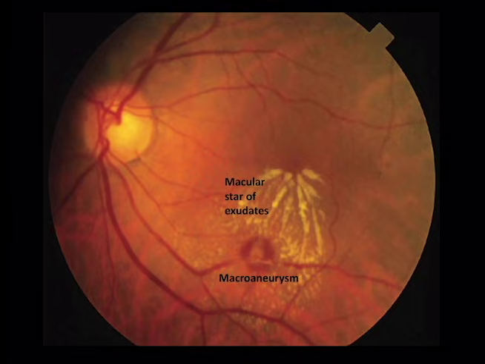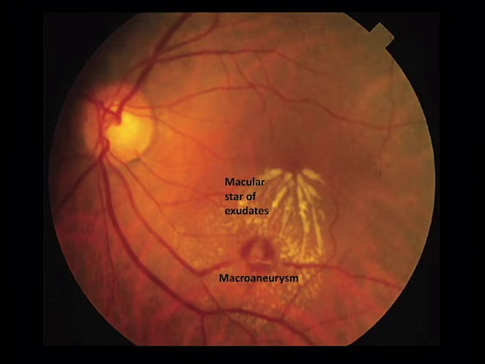Another vascular complication of hypertension is the development of a retinal macroaneurysm. Visual prognosis is generally good, but loss of vision can occur secondary to macular edema or aneurysm rupture. Of note, this picture also provides a great example of macular star of exudates, which can also be present in hypertensive retinopathy.